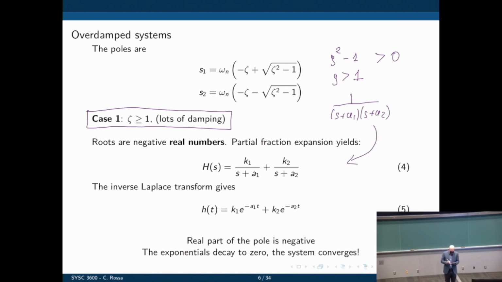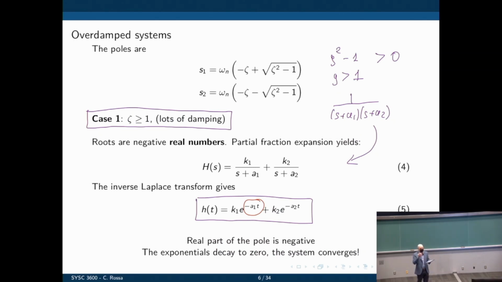And then take partial fraction decomposition, and the partial fraction decomposition will result in something like that. k1 over s plus a1, k2 over s plus a2. And when we take the inverse Laplace, what do we see? We see that the result is an exponential waveform. That's the first observation we can make. And we can also see that the coefficient here of t is negative, meaning that as t tends to infinity, these exponentials decay to 0. And therefore, the system converges. It will settle at a given point, same as the first order system we saw.